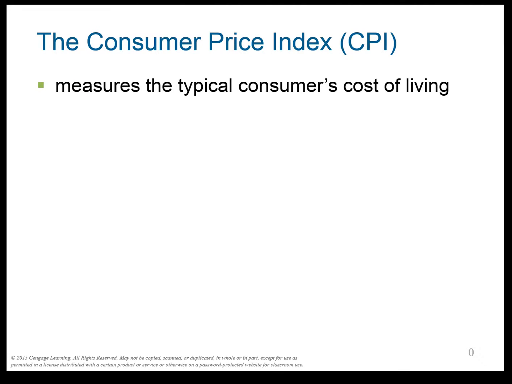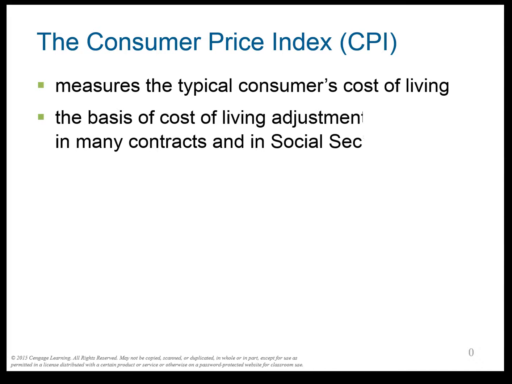So let's get started. The big question is, with so many prices in the economy, how do we know which prices to actually measure? Well, the GDP deflator just measures every single product that is made. That's one way to think about it. The CPI takes a different approach. It measures the typical consumer's cost of living. So basically, you can think of things that a regular household buys. That's what the CPI measures, okay?